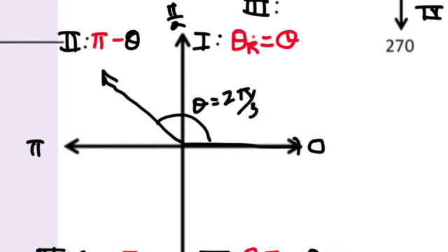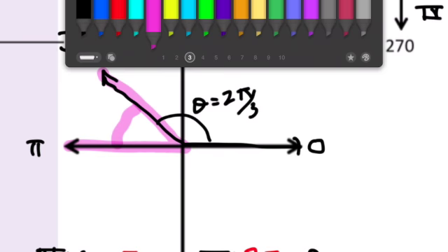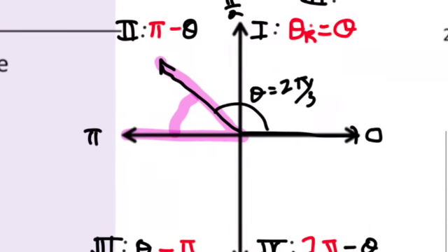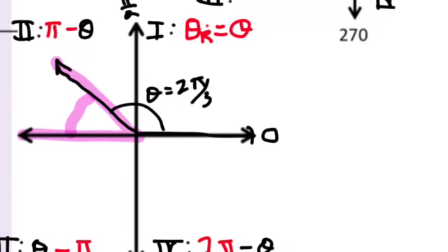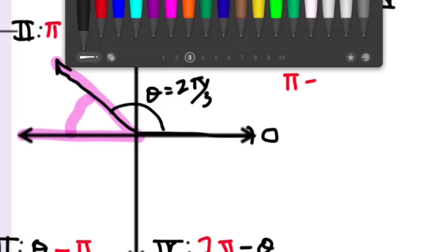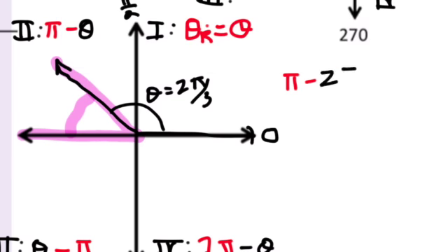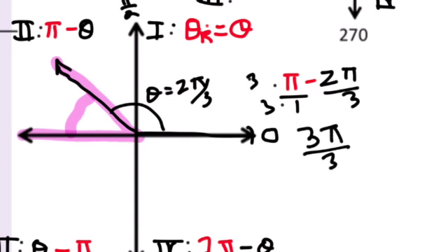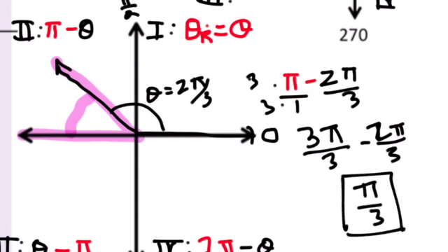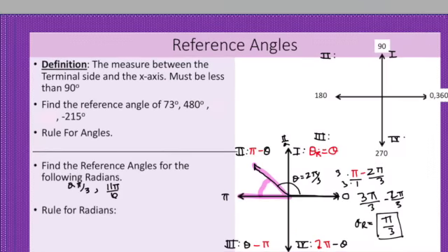So now I'm looking for the reference angle, the measurement between the x-axis and that angle. So I'm going to take pi and subtract 2 pi over 3 from it. So I'm going to have pi minus 2 pi over 3. And then we get our common denominators by multiplying the top and the bottom by 3. So I end up with 3 pi over 3 minus 2 pi over 3. And that ends up yielding pi over 3, which is less, 1/3 is less than 1/2. So I know that this is correct. So that's my reference angle. All right, perfect.